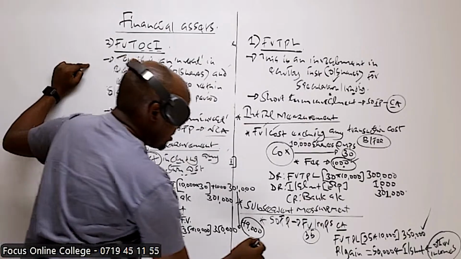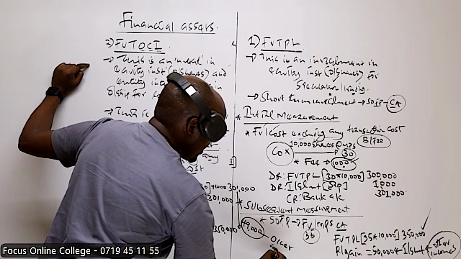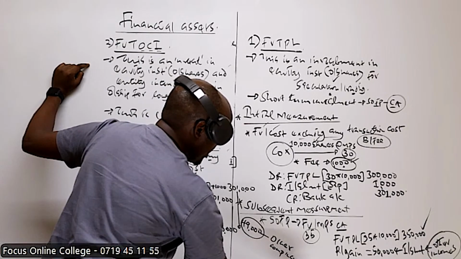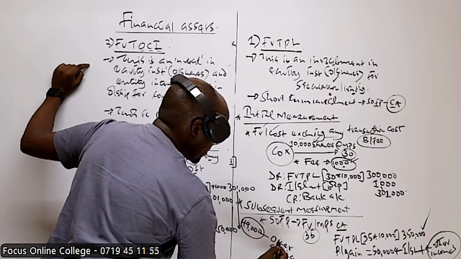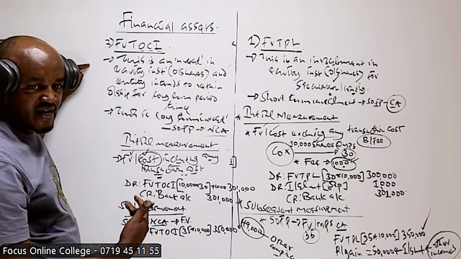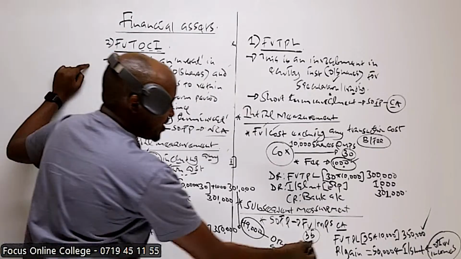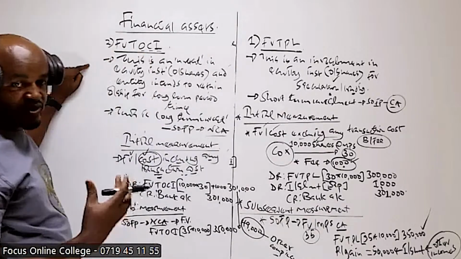So this one is part of the other comprehensive incomes. I hope by now you know what other comprehensive incomes are. These are the incomes of the company. They are added to the profit after tax. Other incomes, we have said, are added to the gross profit.